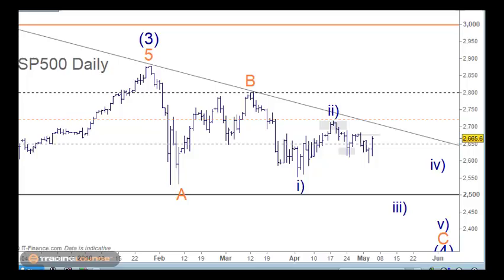With the S&P here, we've got two counts. We've got this bearish count moving down lower, and we've also got a triangle pattern that has this market completed and can move to the upside. I want to focus on this move here at the moment.